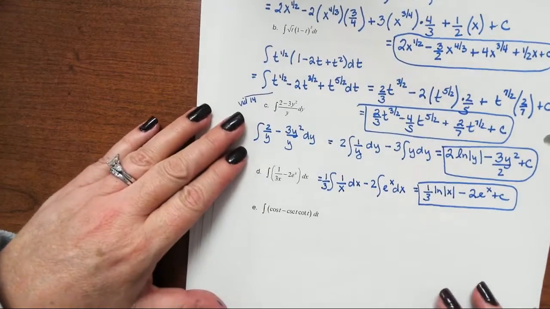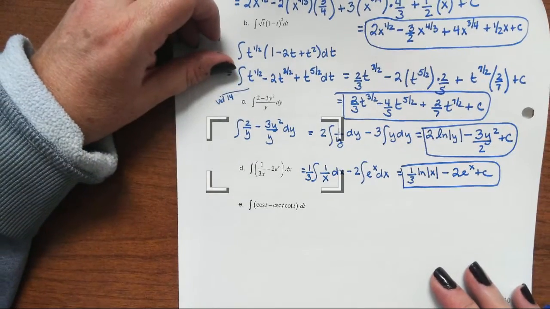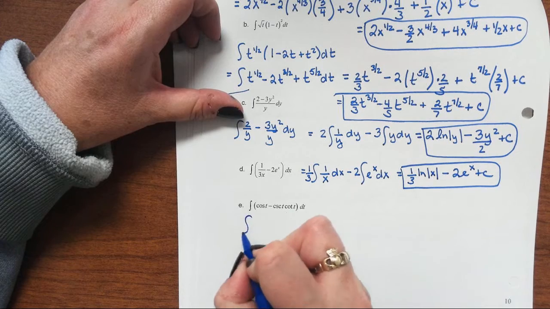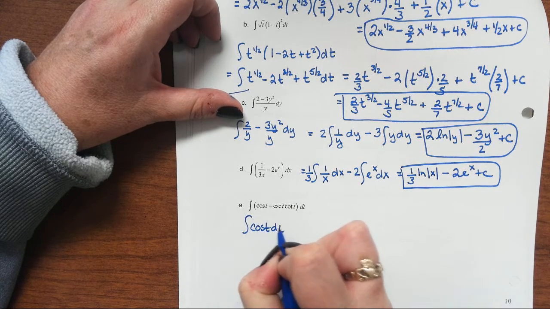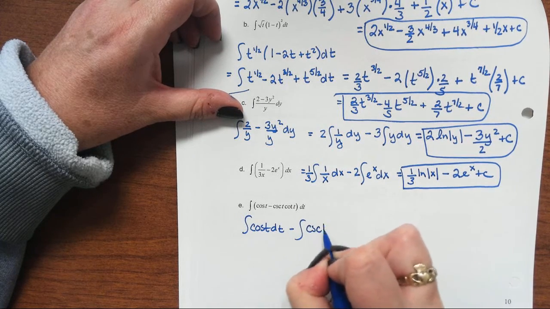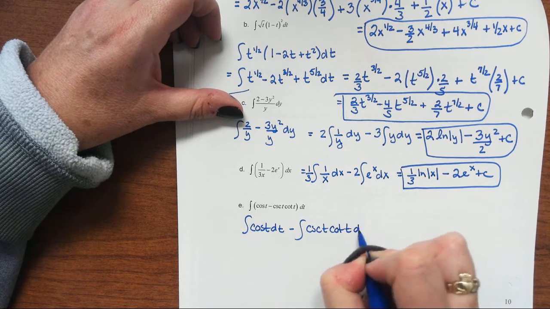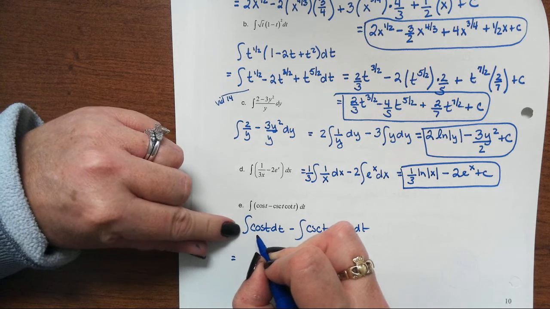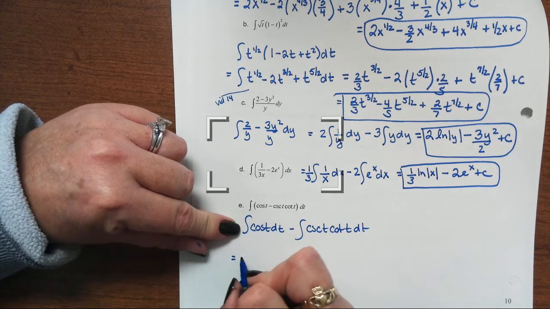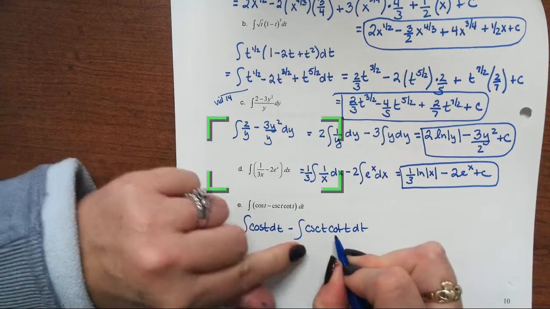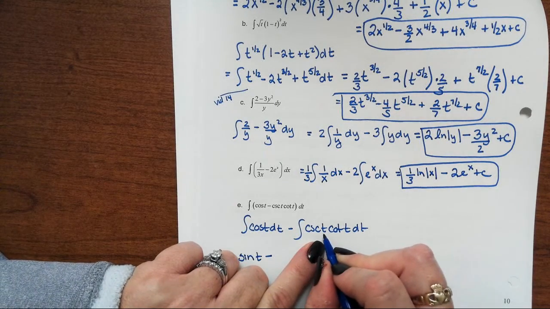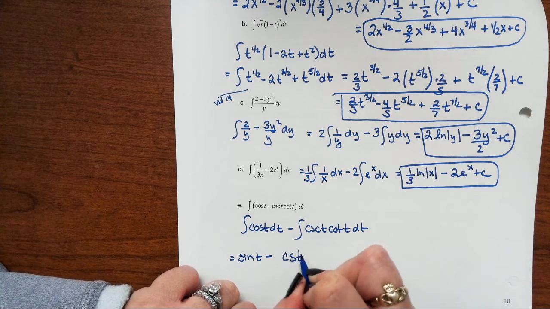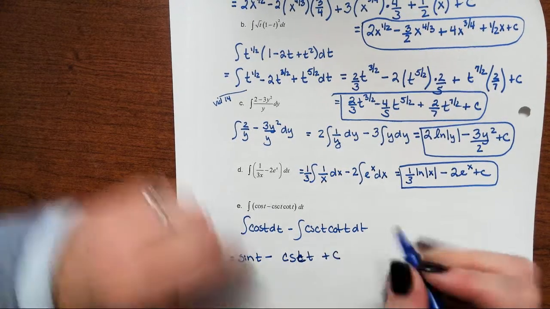When I look at the integral of cosine t minus cosecant t cotangent t, I can take the integral of cosine of t dt minus your integral of cosecant of t cotangent of t dt. So the integral of cosine t, well, whose function has a derivative of cosine? That's just going to be sine of t. Minus, now which trig function has a derivative of cosecant cotangent? That's going to be cosecant of t, plus your arbitrary constant.